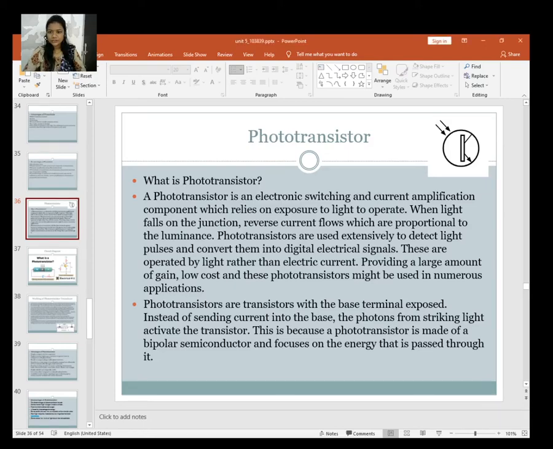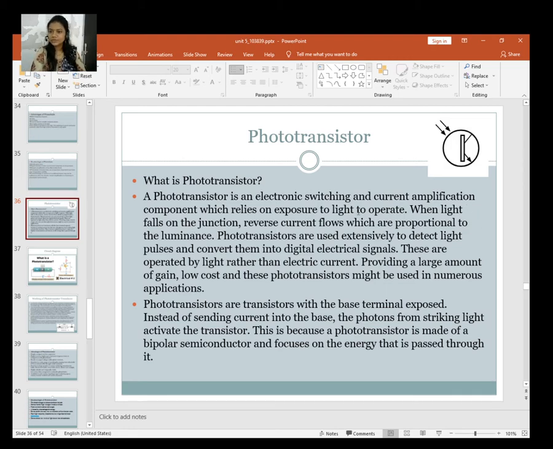Next, we are going to continue with the phototransistor. So, first, what is a phototransistor? A phototransistor is an electronic switching and current amplification component which relies on exposure to light to operate. When light falls on the junction, a reverse current flows which is proportional to the luminance.